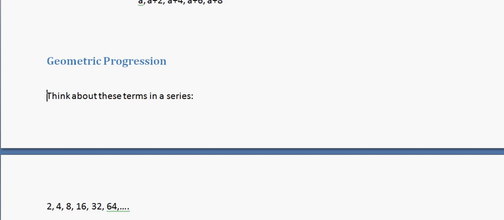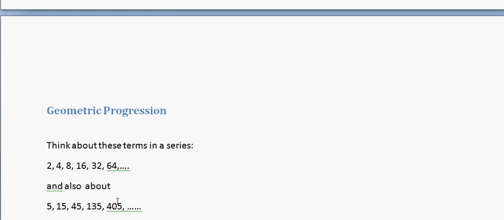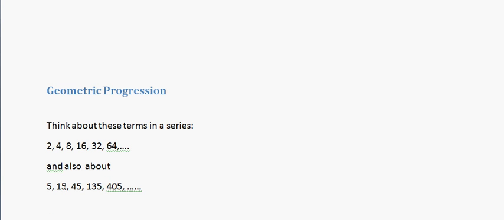Next is geometric progression. Again we'll start with an example. So think about a series 2, 4, 8, 16, 32, 64. So it's 2, 2 square, 2 cube, 2 raised to power 4, 2 raised to power 5, 2 raised to power 6. And also think about another series which is 5, 15, 45, 135, 405 and so forth. So what's happening here? Let's look at this series first. It is 5 into 3, then 15 into 3, then 45 into 3, then 135 into 3, then 405 into 3. So next number would be, this can be a question, right? So next number in this series would be 1215, right? And next would be this multiplied by 3, right?